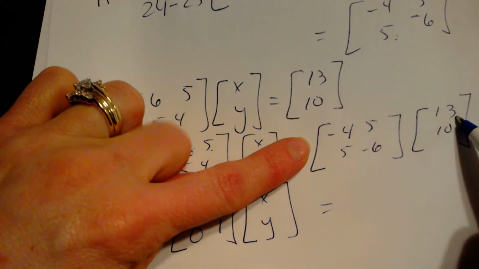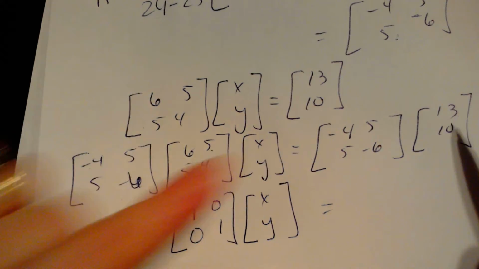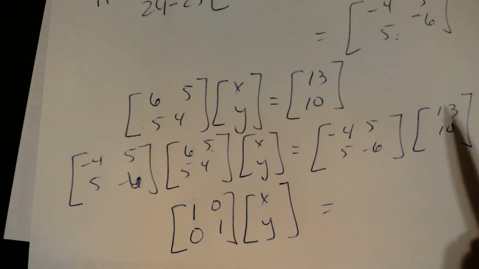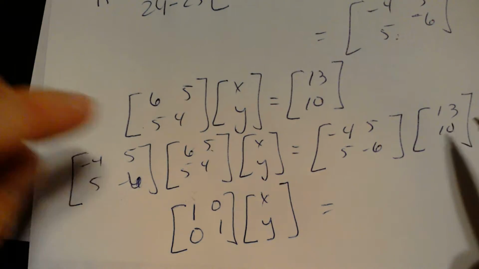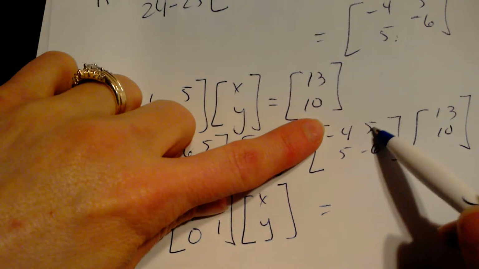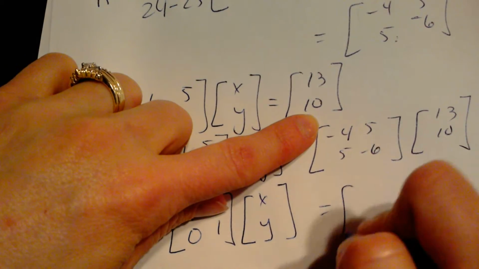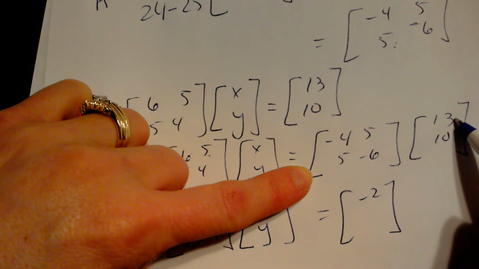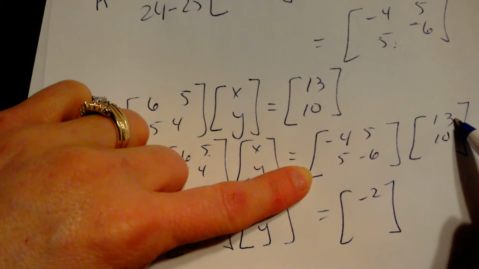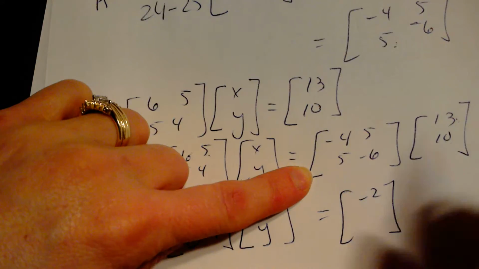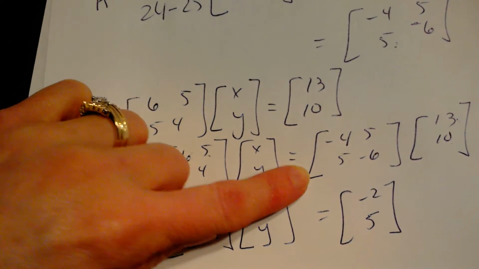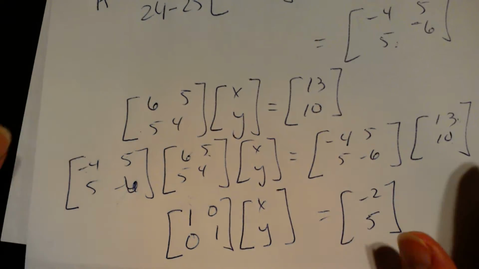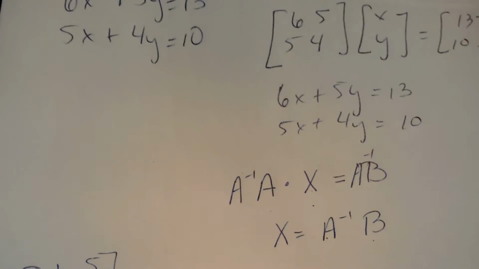Negative 4 times 13 is, what is that going to be? Negative 4 times 13 is negative 52, plus 5 times 10, which is 50. So it's going to give me a negative 2. And then 5 times 13 is going to give me 65, minus 60 is going to give me a 5. Okay? So my answer is negative 2, 5. So let's go up here and check ourselves. Make sure.